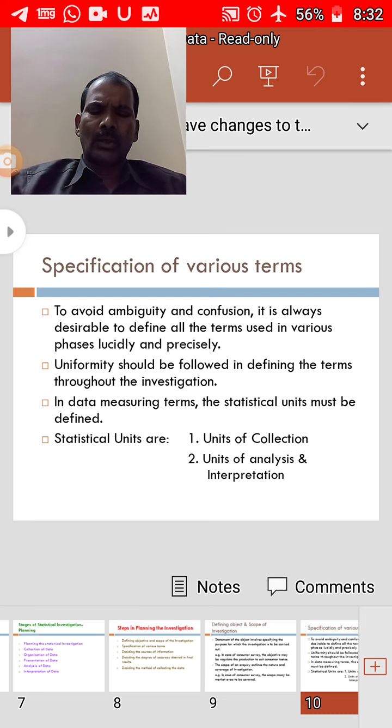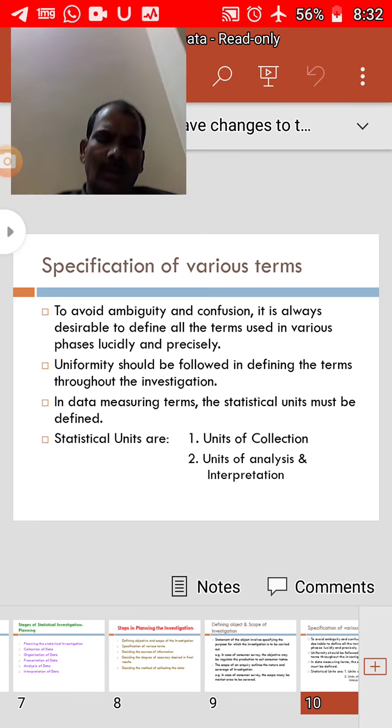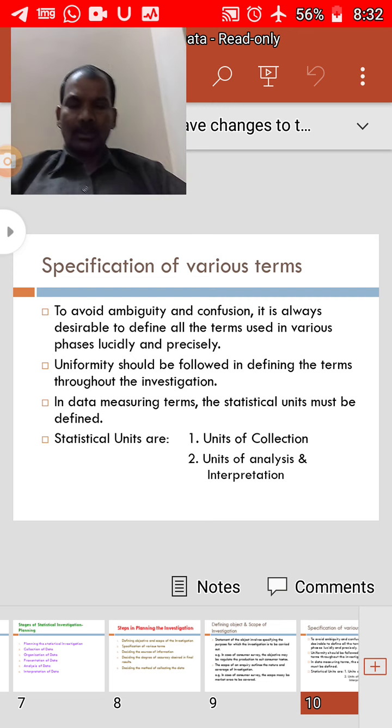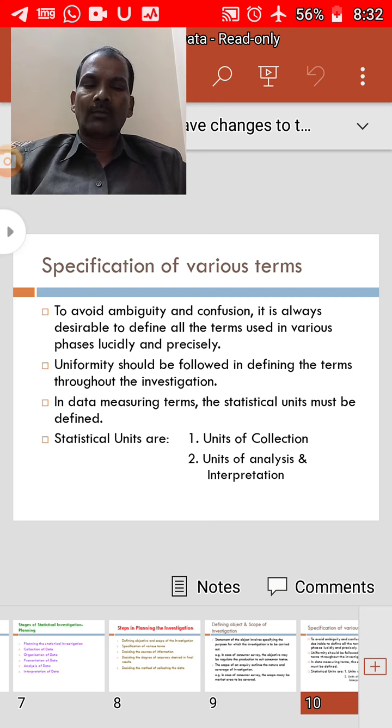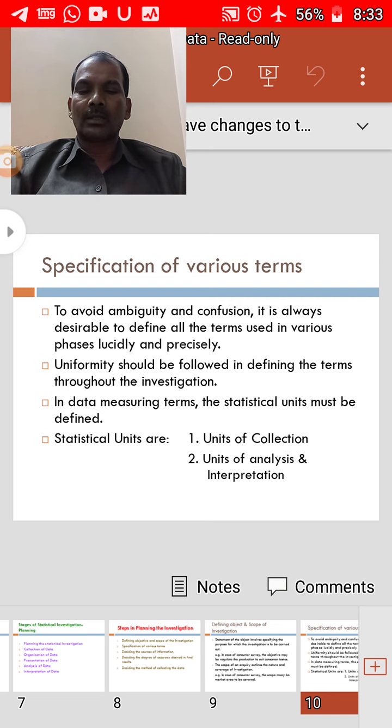Next, statistical units may be either conventional or arbitrary. While conventional units are universally accepted and do not require any specific definitions, the definitions of arbitrary units change from investigation to investigation. Hence, they require clear-cut definition. Meter, liter, unit, hour, year, etc. are some examples of conventional units.